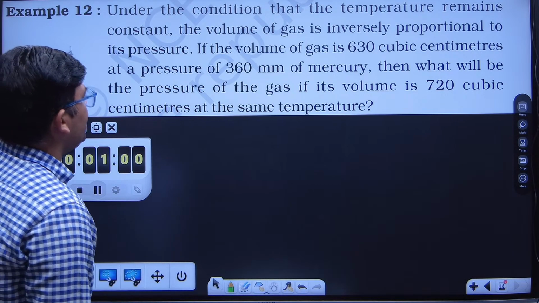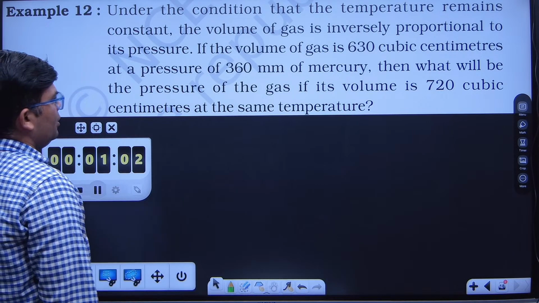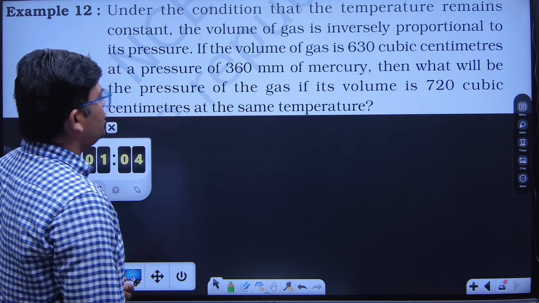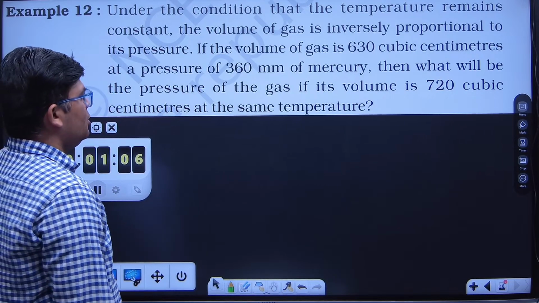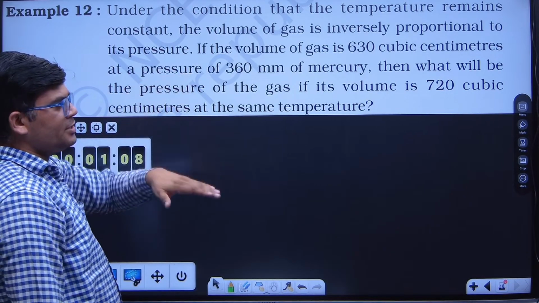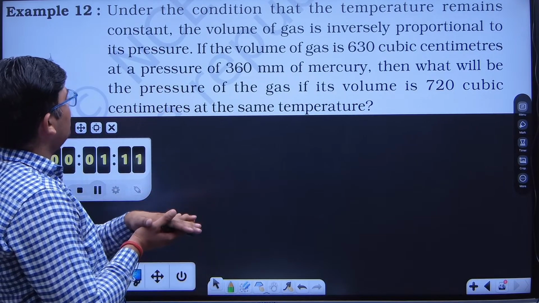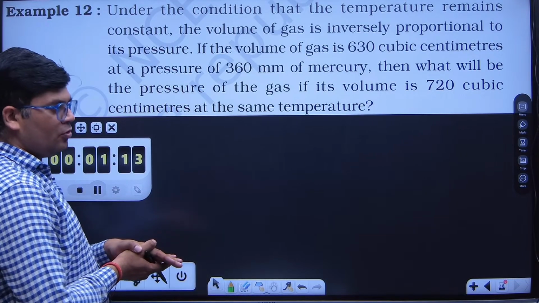Under the condition that the temperature remains constant, the volume of the gas is inversely proportional to the pressure. So that means if the pressure increases, the volume decreases.